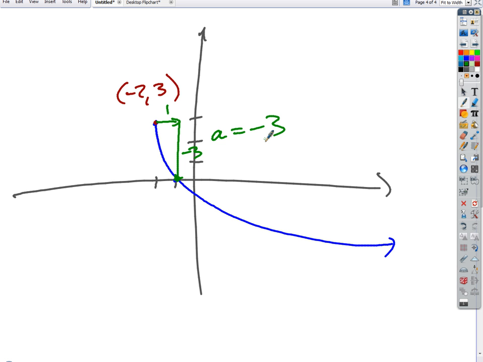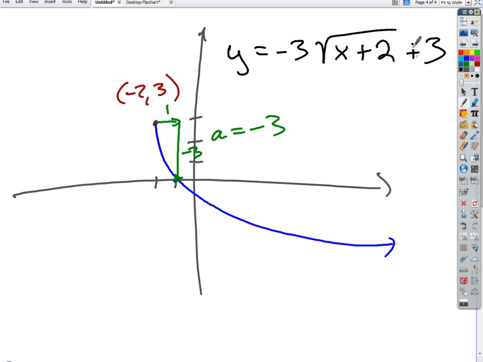What is this function? Y equals -3 square root. It's a square root, not a cube root, right? Okay, good. X minus -2, so x plus 2, plus 3. Everybody see that? Yep.